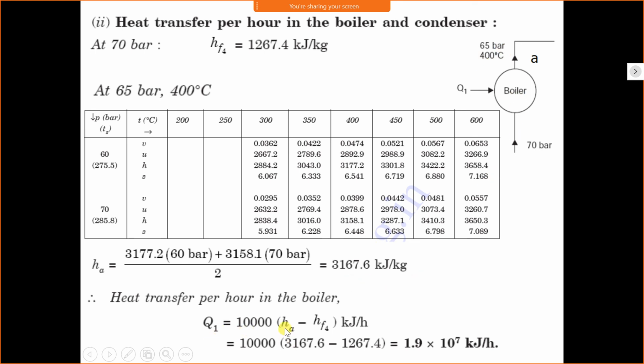When we take a difference of enthalpy across the boiler, we get heat supplied in kilojoule per kg. Therefore, we have to multiply it by the mass flow rate. I have taken 10,000 kg per hour, and we are getting heat supplied in kilojoule per hour, because you have to calculate per hour. Here I have not divided it by 3600. If I had divided it by 3600, the unit would be kilowatt, and the result is 1.9 into 10 to the power 7 kilojoule per hour.